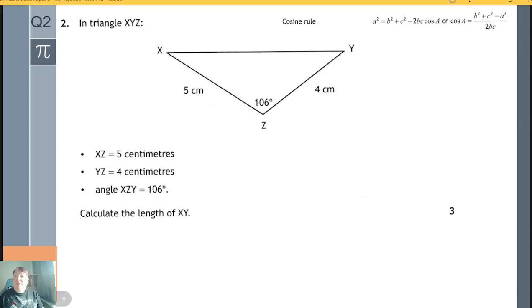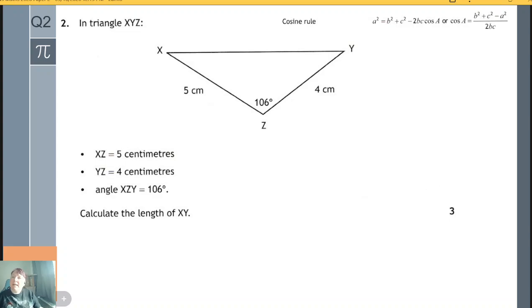Question 2, we've got a triangle, XYZ, and we have got 2 sides that are known and the interior angle of those 2 sides. It's what we call the cosine rule. So I'll put the cosine rule at the top for you. Always check with these questions. Sometimes they'll ask you for the area of the triangle. That uses 2 sides and the interior angle as well. So double check what it is it's asking you for.